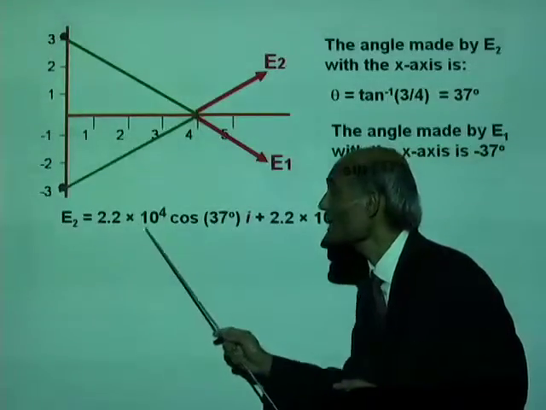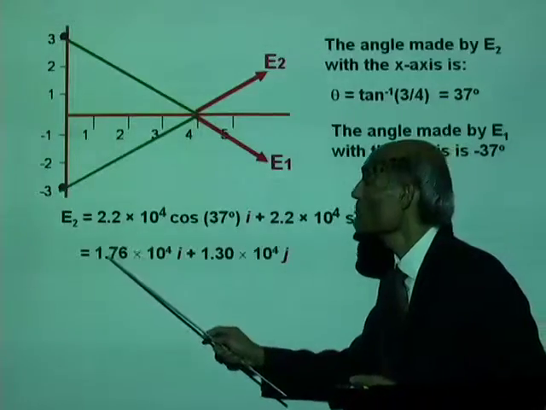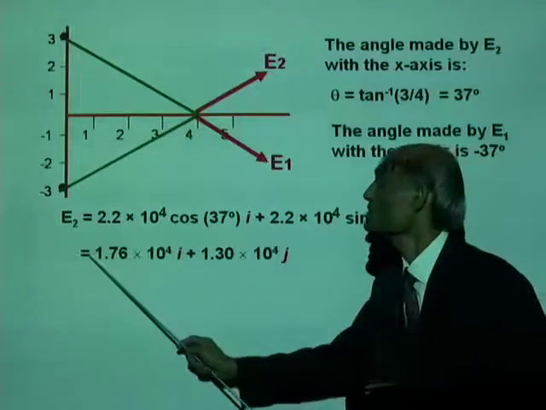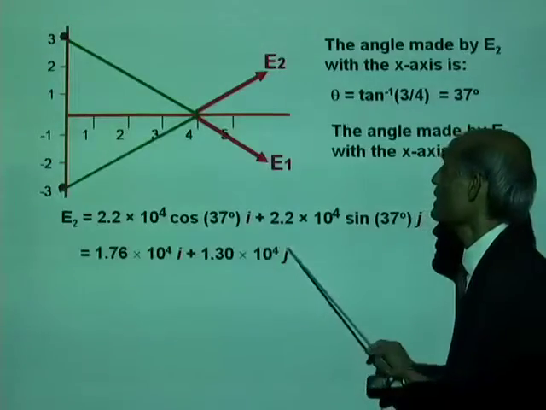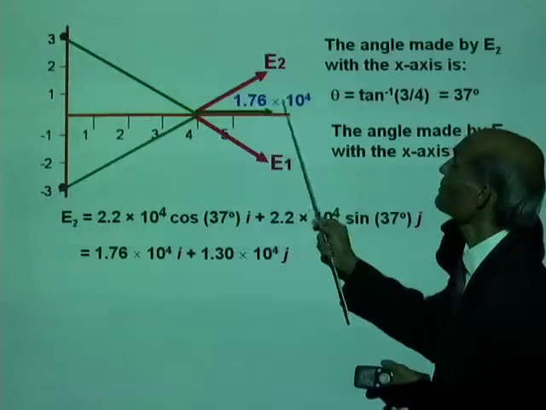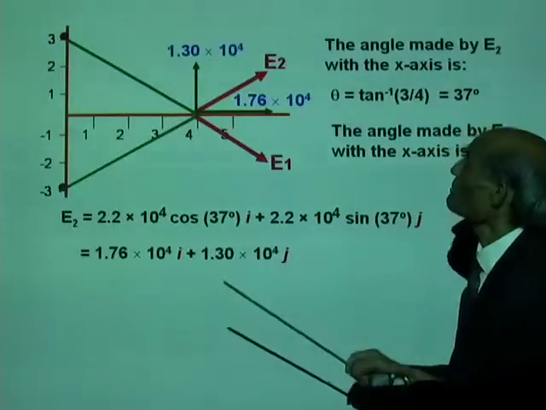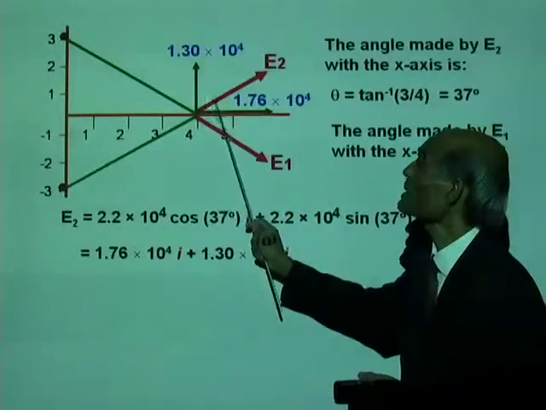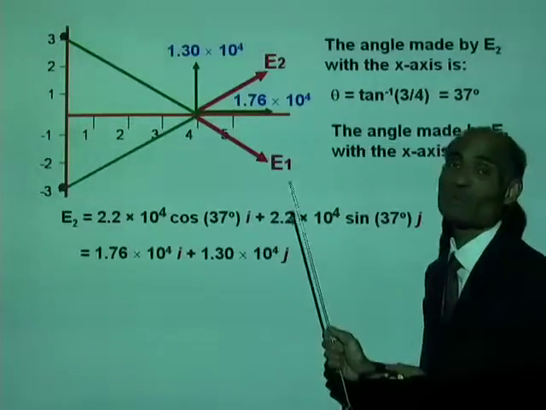And now use your calculator to find the value of that. That will be 1.76 times 10 to the 4 i, that is the x component, and 1.3 times 10 to the 4 is the y component. There you got the x component, 1.76 times 10 to the 4, and the y component is 1.3 times 10 to the 4. So we have taken care of E2 as its x component and y component.